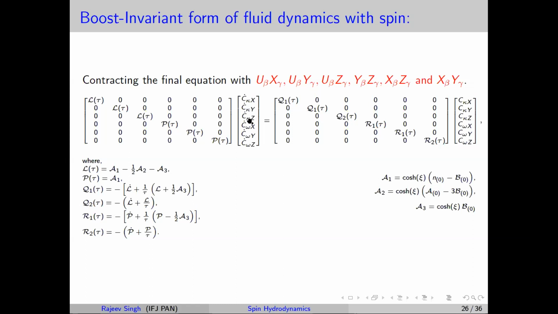But if I go for 2+1 or 3+1 systems, which we are doing now, then these are not decoupled from each other. So in this case, this can be solved analytically, and we have plotted the components with respect to proper time.